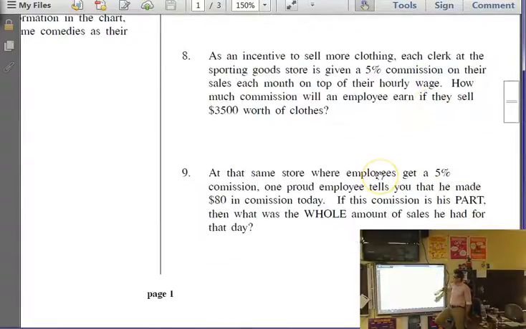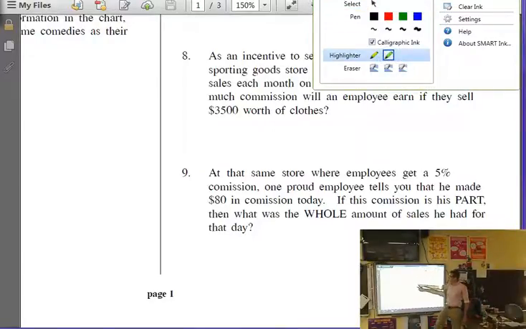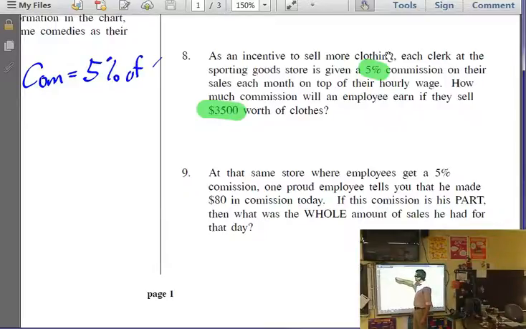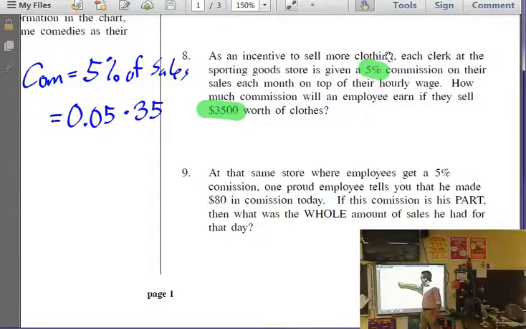So 8 and 9 were a little bit of a struggle for some of us. 8 tells me that we're looking at commission. Like I always talk about back when I worked at Macy's or any of those places, commission is a percent of your sales. So this employee sold $3,500 worth of clothes, and he's going to make a 5% commission. So to do that, we're going to say his commission is 5% of his sales. Of tells me to multiply. Percent tells me to divide by 100. So to calculate that commission, I get 5/100ths times my sales, which was 3,500.